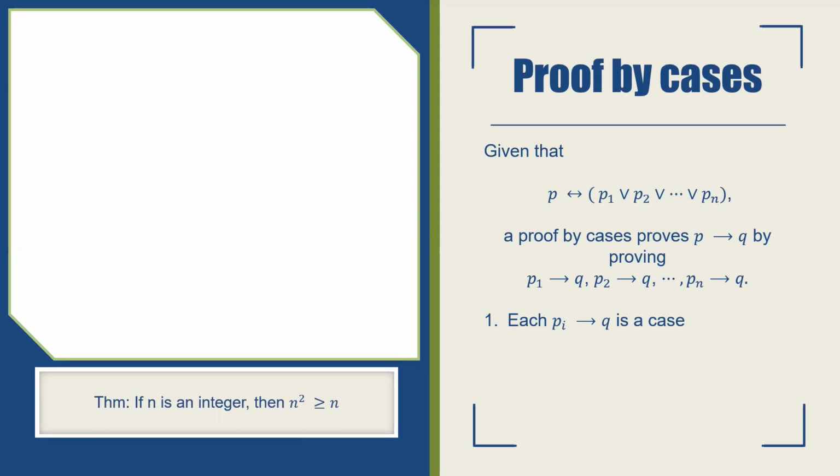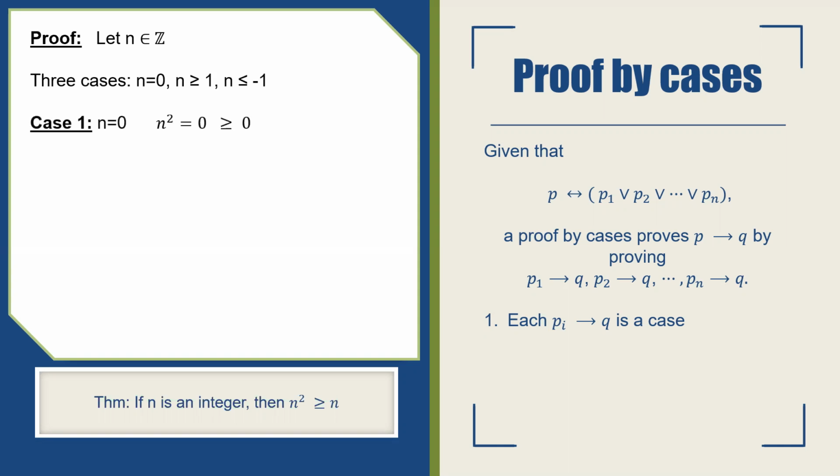If n is an integer, then n squared is greater than or equal to n. And what you'll see a lot of times is you're thinking, okay, well, what are the cases I need to go over here? Well, n is an integer, and integers tend to come in three different types. There are three cases, they're kind of naturally formed when you're talking about the integers. They can be 0, they can be negative, they can be positive.